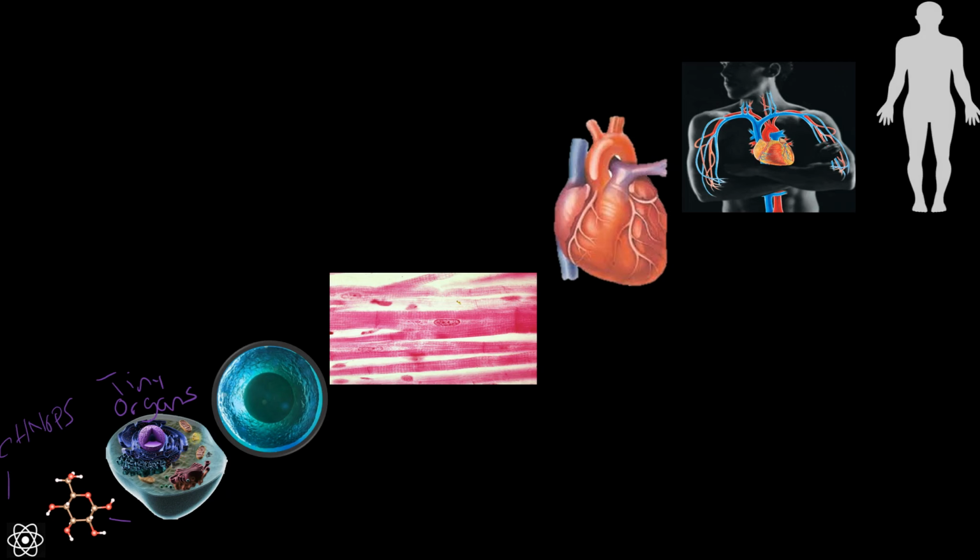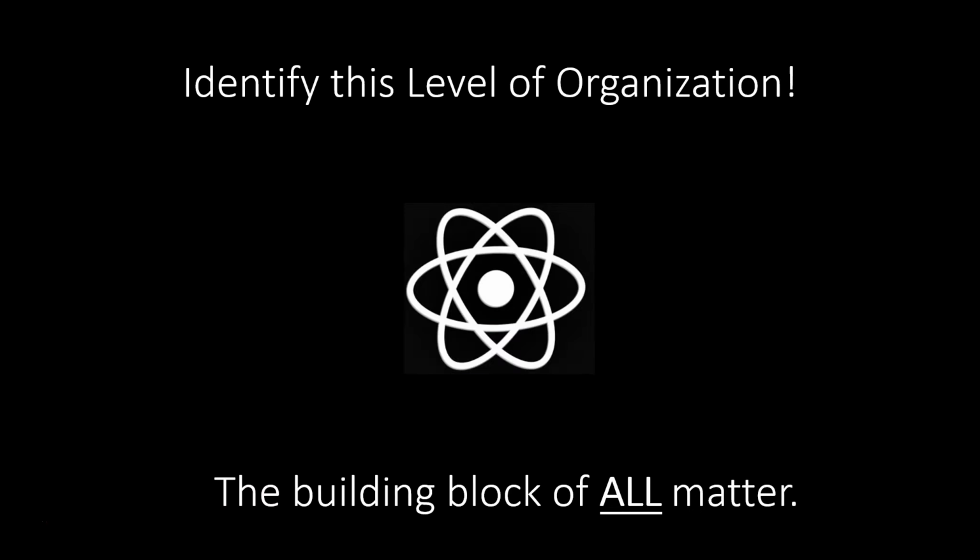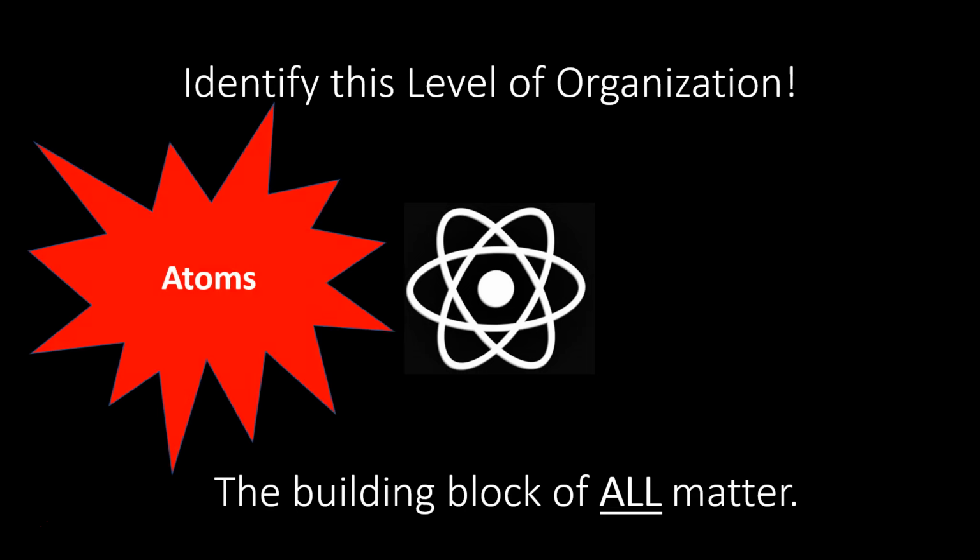Okay? All right, let's have a little quiz on this. Please feel free to use your notes, but I'm going to show you a picture. I'm going to show you the definition, and you tell me what level of organization that falls under. Okay? First one, the building blocks of all matter. Specifically referring to carbon, hydrogen, nitrogen, oxygen, and phosphorus. That level would be the atomic level, or atoms.